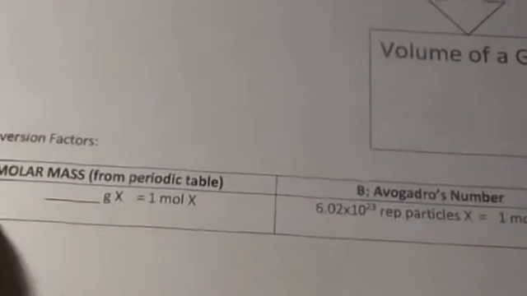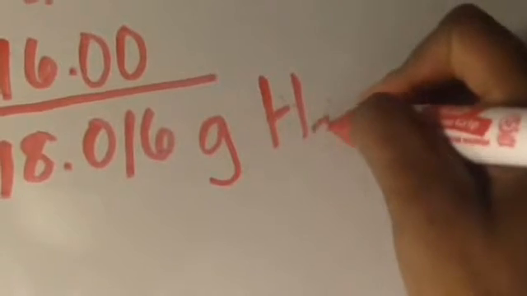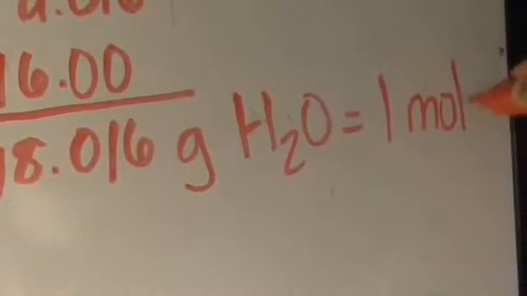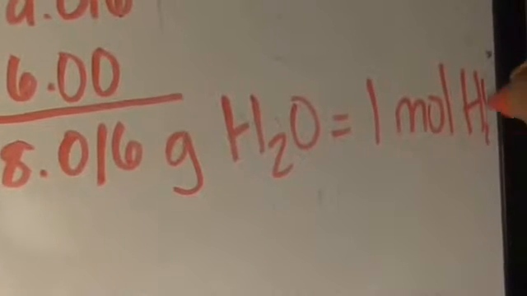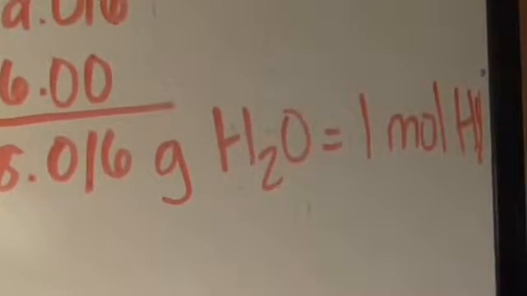And if you look on the mole map that we had, do you see how it says blank grams of X is equal to 1 mole of X? That's the place where I would put 18.016 grams of water is equal to 1 mole of water. Oh, that's a little squished. I'll write that for you in just a second.